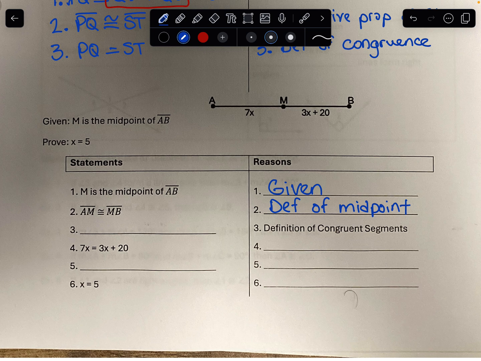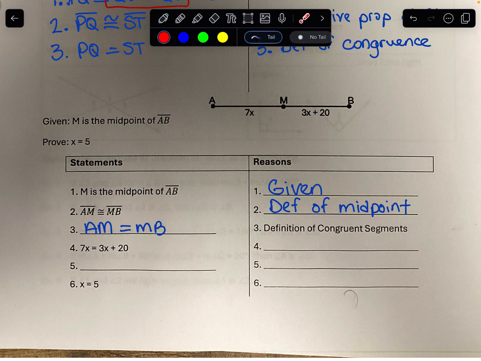Okay? Now, what's the next thing that they give you? Definition of congruent segments. Does anyone remember what definition of congruent segments says? We've just talked about it 3 times. Okay, so then what would I write on number 3, Peyton? Very good. If two things are congruent, then they have to be equal. Okay? Now, here's where we have to be a little careful.